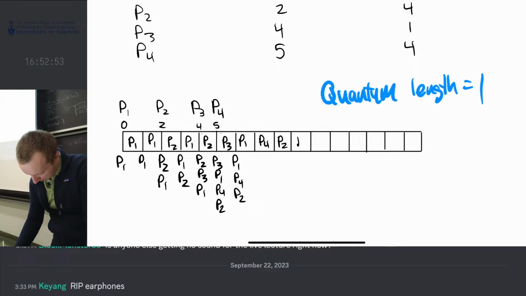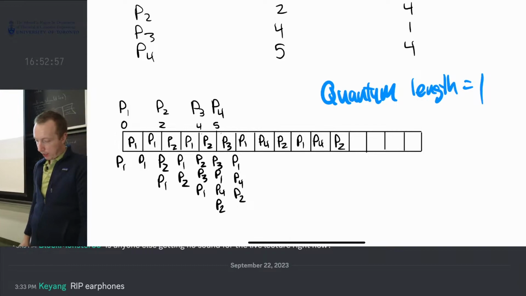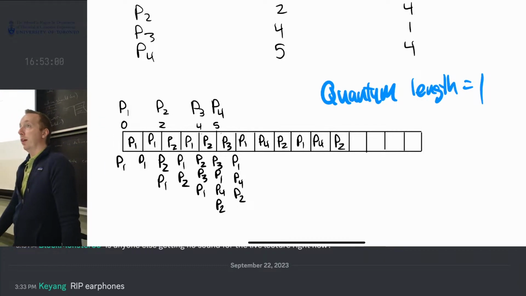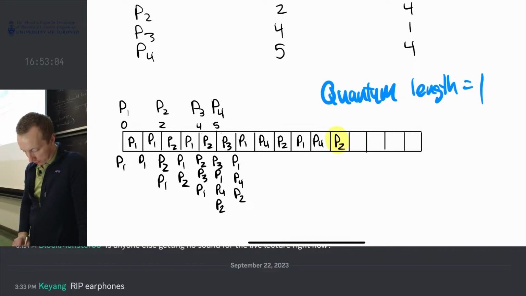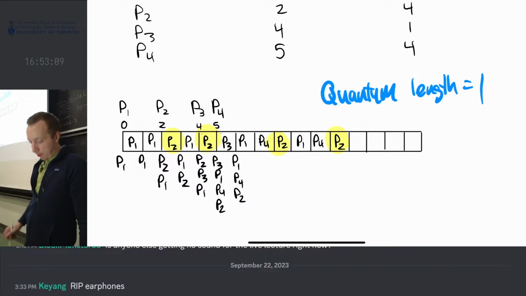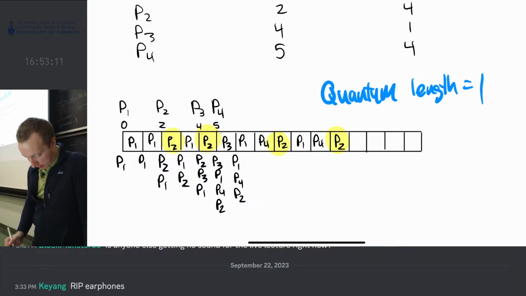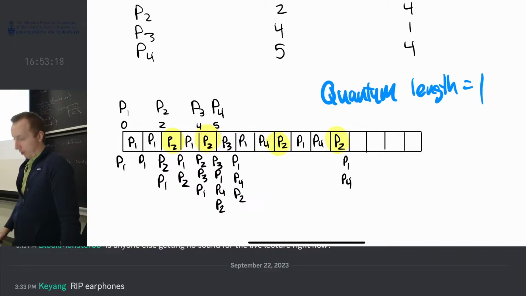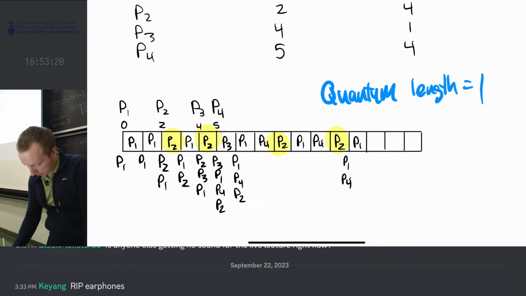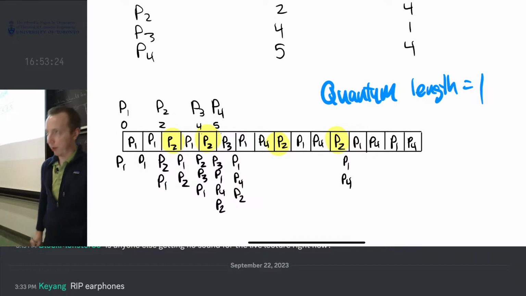P2, P1, P4, P2. And now at this point, P2 is done because it wants to execute for 4 time units. And we are now at 4. 1, 2, 3, 4. So P2 is now done. So now my queue would look like P1, P4. So then it would just go P1, P4, P1, now P1's done, then P4, now P4's done.